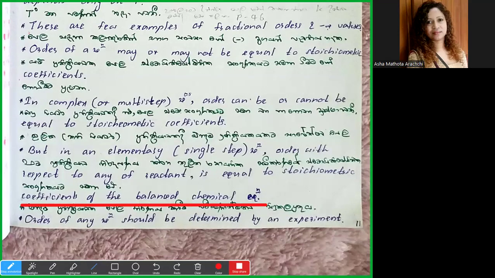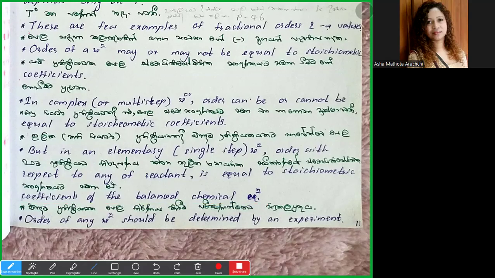Okay, this is just a summarization. Balanced chemical equation. If it is a complex reaction, order can be or cannot be equal to stoichiometric ratios. But if it is a single reaction or elementary reaction, order is definitely equal to stoichiometric coefficients. We're going to come to that later. Here I'm adding all the points that are necessary for talking about the order.